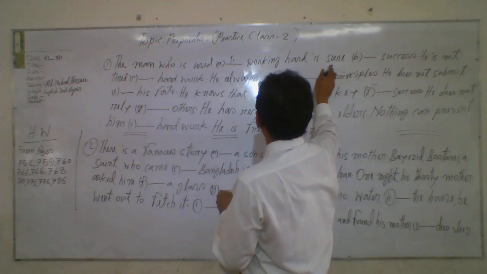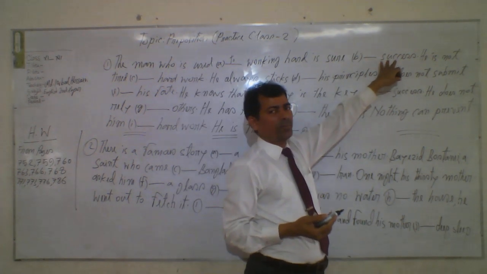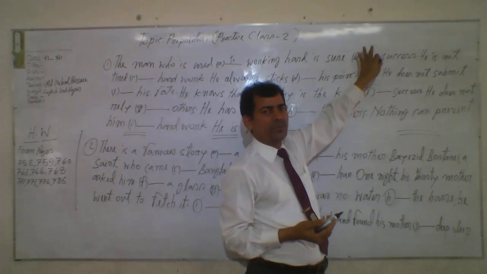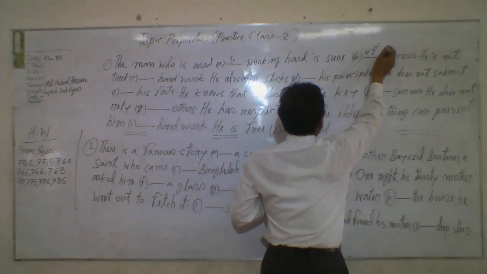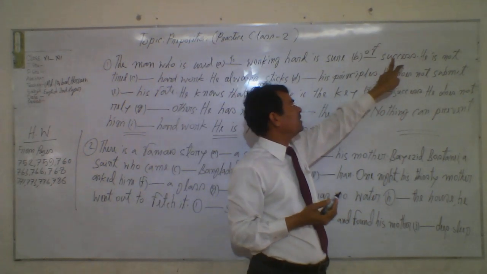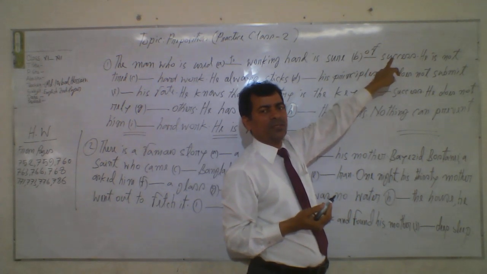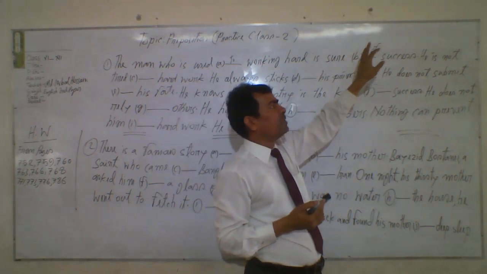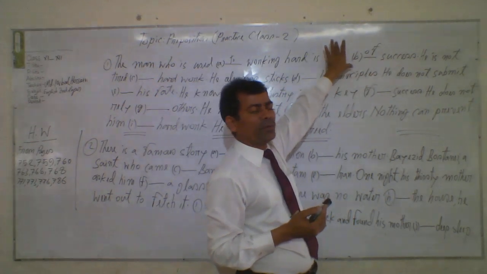Used to working hard, is sure of. It's a noun, be careful. If after 'sure' there is a noun, you need to use 'of'. But if it's a verb, for example 'succeed', then you need to use 'to': sure to succeed. Remember the differences. If this is a verb, you need to use 'to', and if it's a noun, you need to use 'of'.